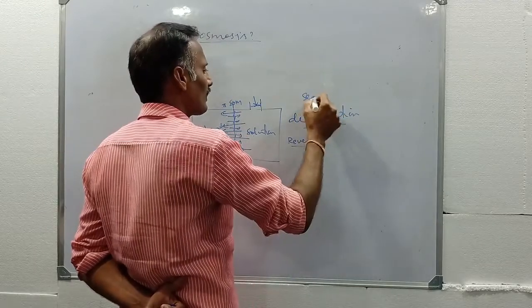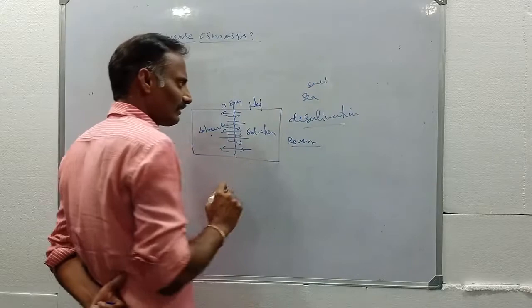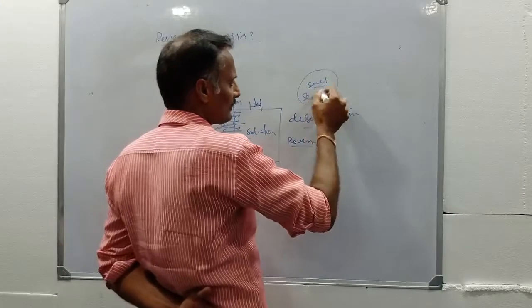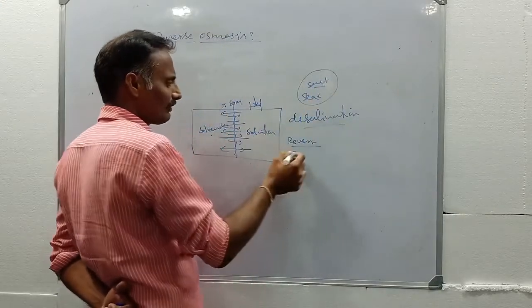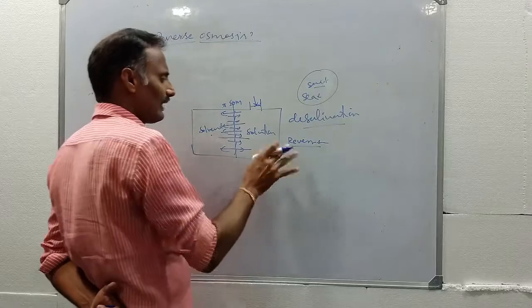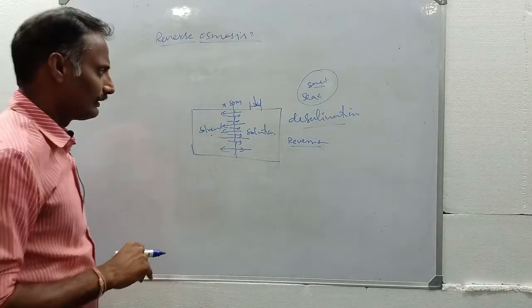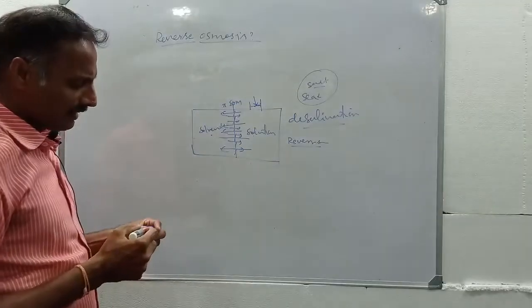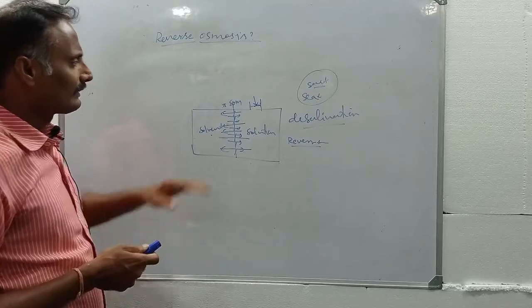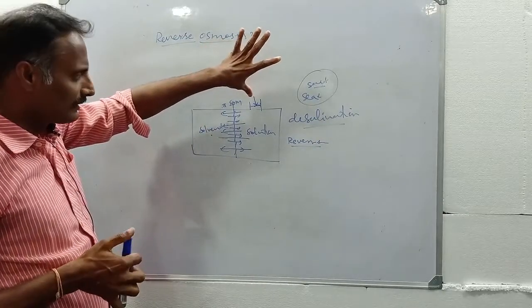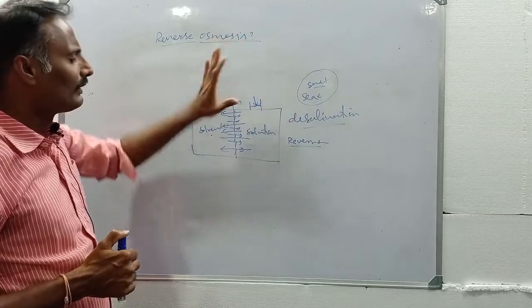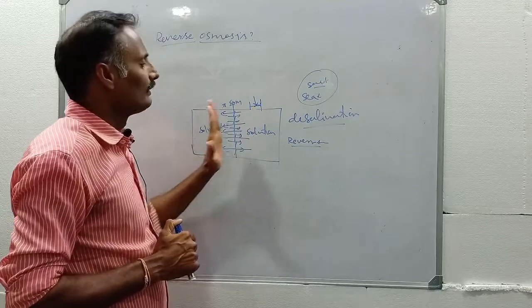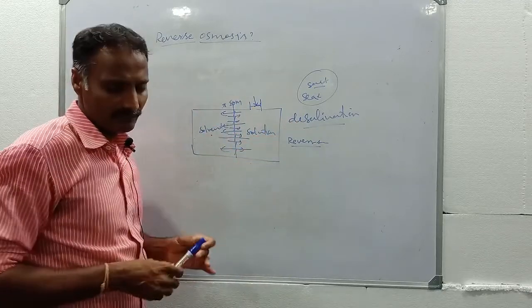Desalination means removing salts, because seawater contains salts. If any water contains salt, it is called saline water. That's why, to remove the salts from seawater, we go for reverse osmosis. This technique is used for desalination of seawater for drinking purposes. That is, when the external pressure on the solution side is greater than the osmotic pressure, the solvent molecules move from the solution to the solvent. This process is called desalination of water.